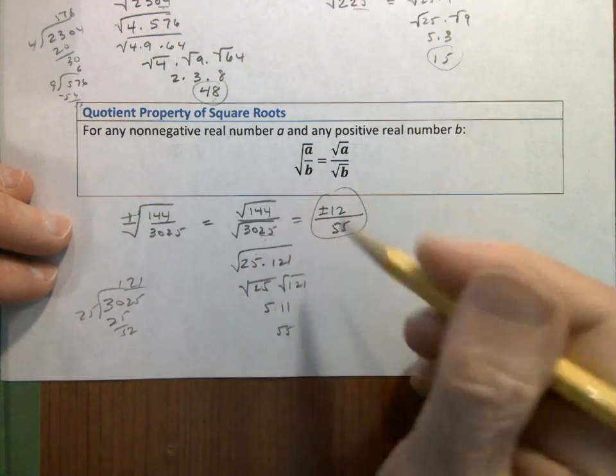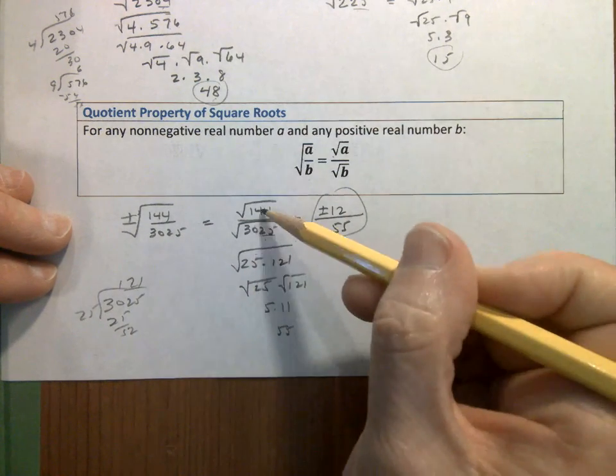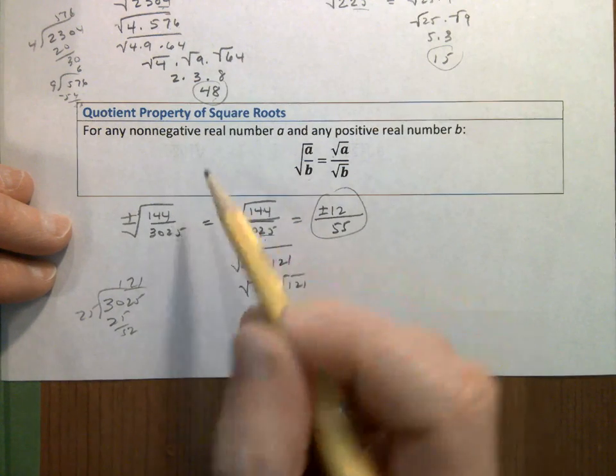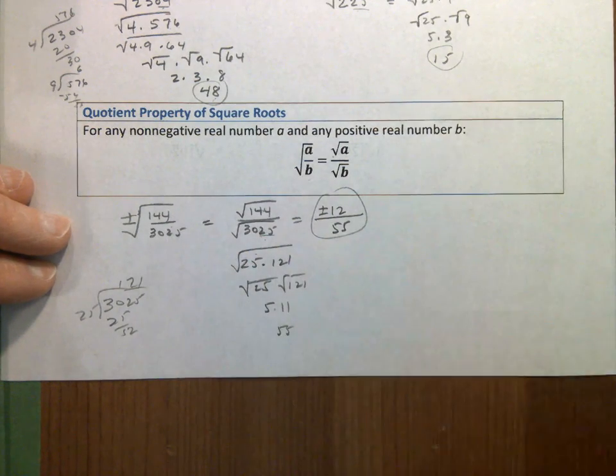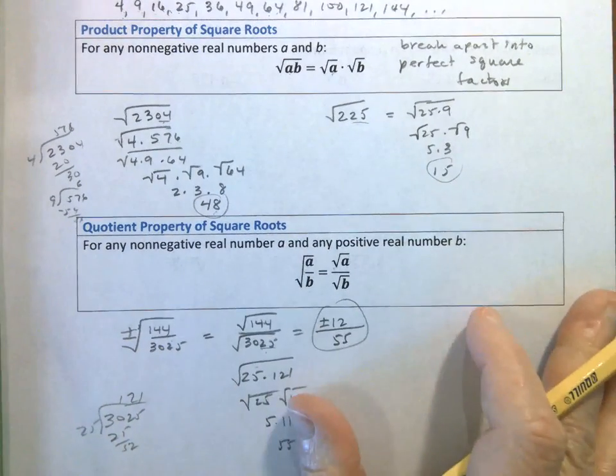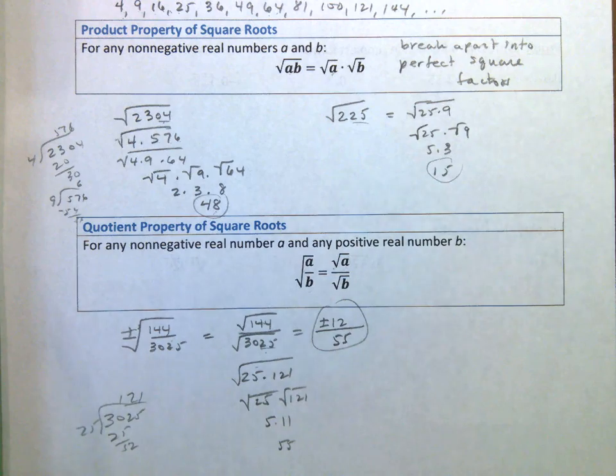What I could have also done, which I don't think I could do with this one, but if I had a fraction like this, I would probably want to simplify the fraction, if at all possible, first. Then I have smaller numbers to deal with. Okay, so those are two properties. We have the product property of square roots and the quotient property of square roots.